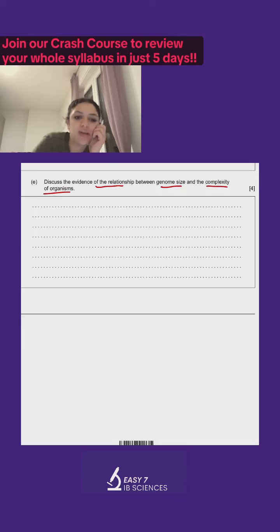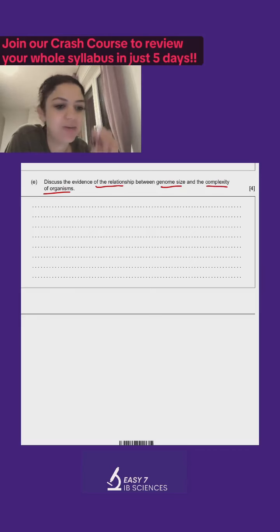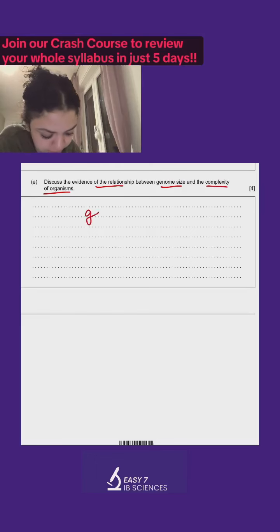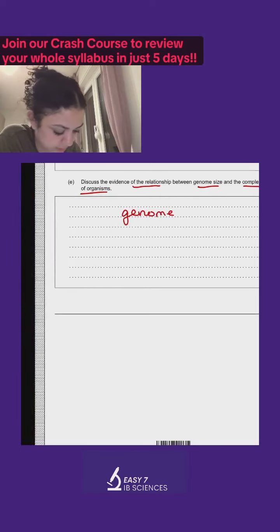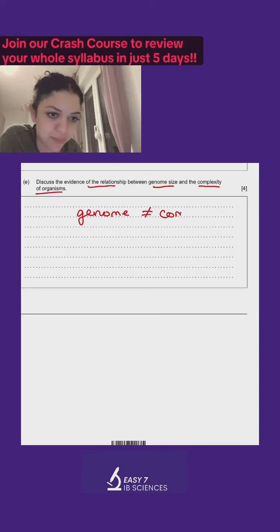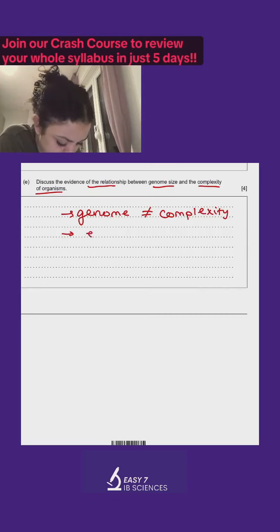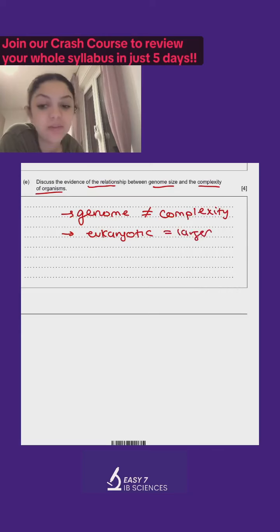Exactly. Perfect. So a lot of IB, I don't know why they think it's such a hard thing to bring up, but they talk about this a lot. A lot of people just assume that genome size will equal complexity because we assume big equals more complex. But you always have to remember the genome size does not equal complexity. I think someone put this exact comment, which is cute. Okay, so genome size does not equal complexity. And then someone mentioned something about prokaryotic and eukaryotic. And exactly, that would be 1 mark. So eukaryotic equals larger. Can anyone tell me 4 more marks?